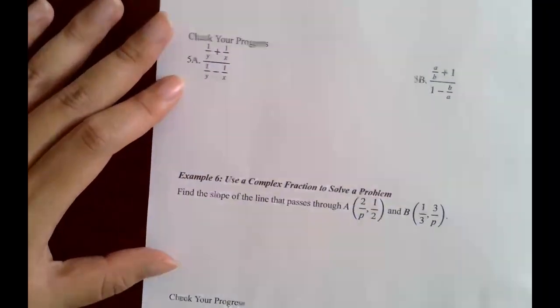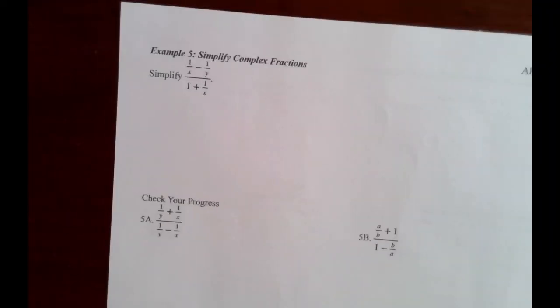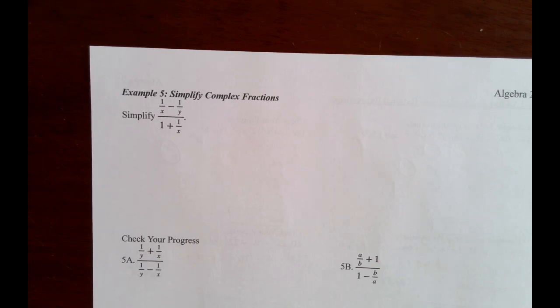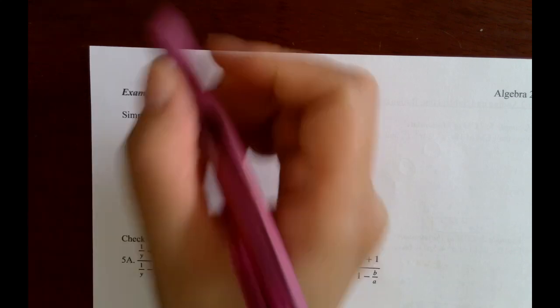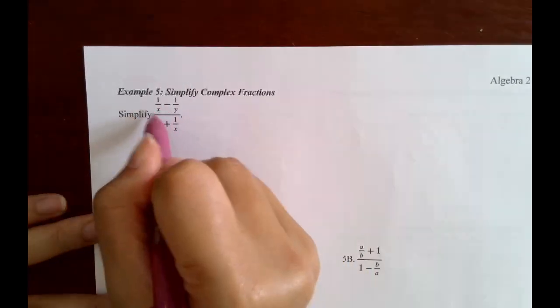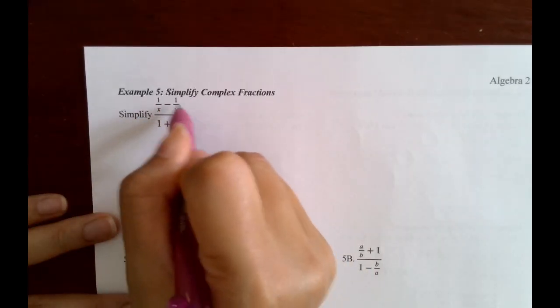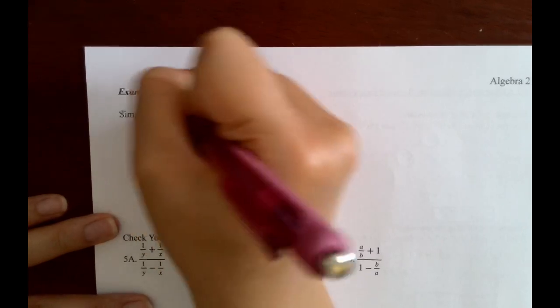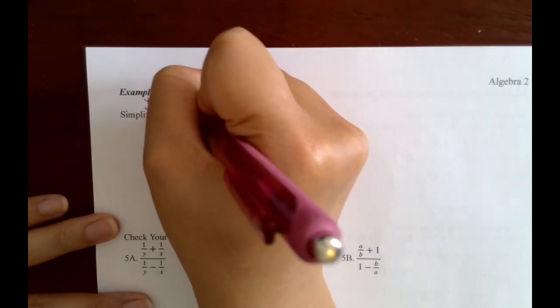Okay, so now, similar to before with complex fractions, we are going to simplify these. For now, we're going to deal with the complex fraction. So we're going to deal with this as one group and this as another group. Here the LCD is xy. So to do that, I'm going to multiply this by y and this one by x.